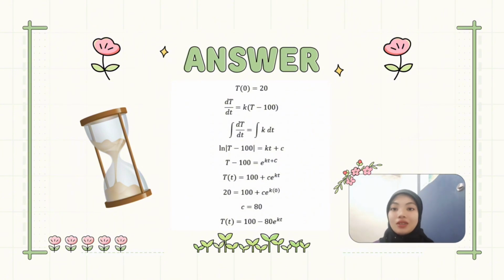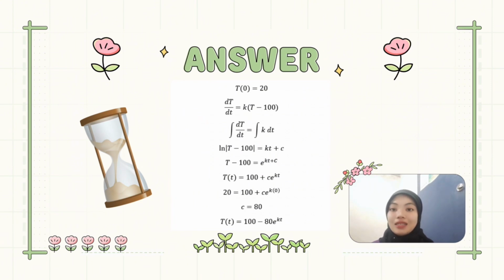Then we can solve for T by exponentiating both sides. T minus 100 equals e to the power of (kt plus c). We can rewrite the constant of integration as a new constant, let's say C equals e to the power of c, where C is the initial value when t equals 0. This gives us T equals 100 plus C e to the power of kt.